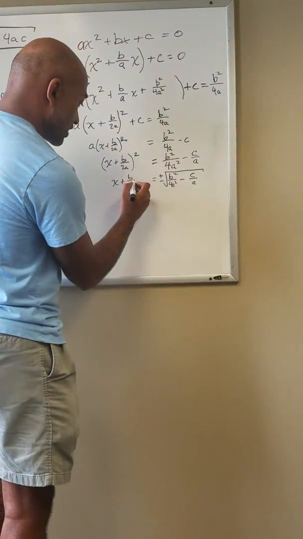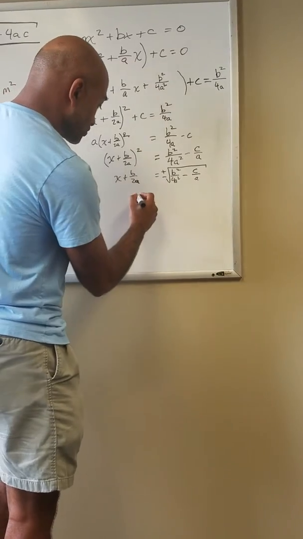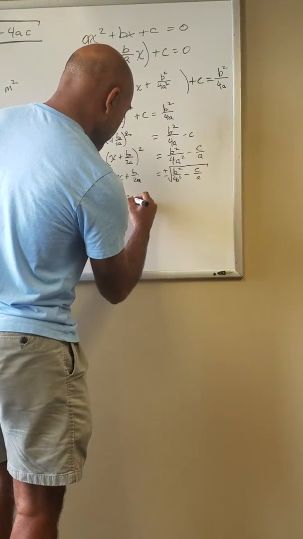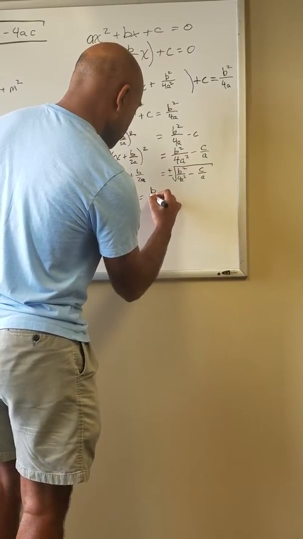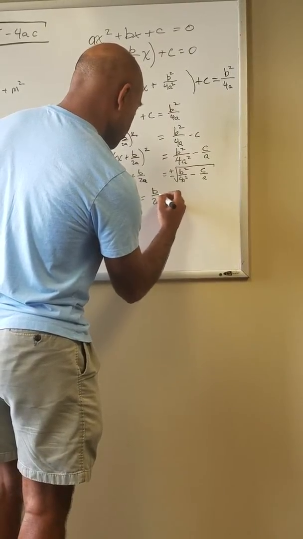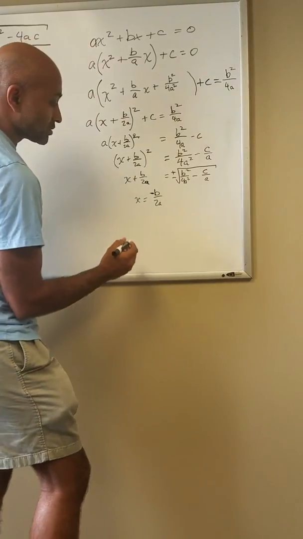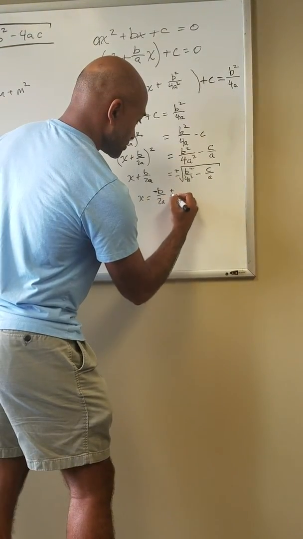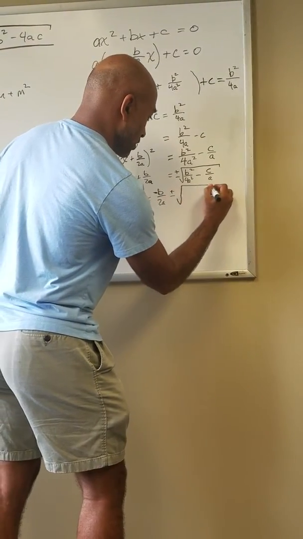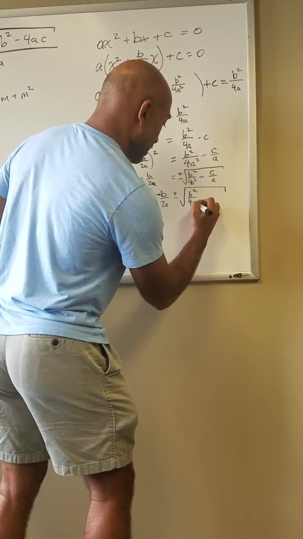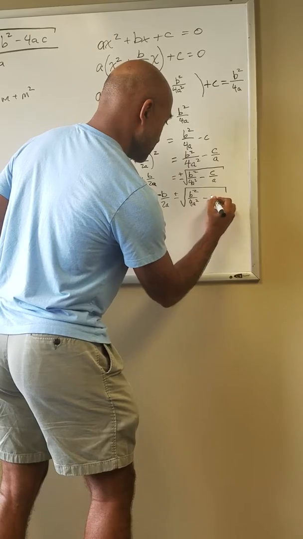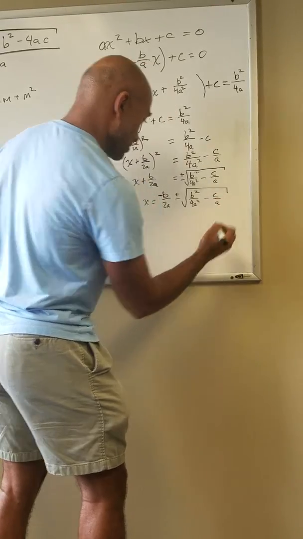So now we're going to subtract b over 2a from both sides. So now we are left with x equals negative b over 2a, and that's a minus on the other side, okay? Plus or minus the square root of b squared over 4a squared minus c over a.